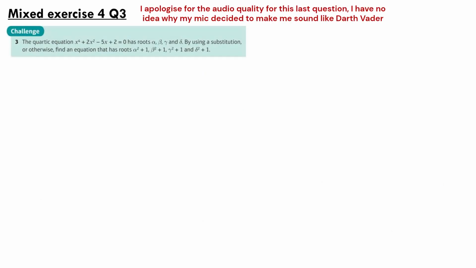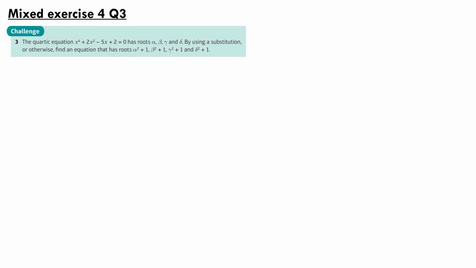Okay, and for our final question from mixed exercise 4, question 3, the quartic equation here has roots alpha, beta, gamma, and delta. By using a substitution or otherwise, find an equation that has roots alpha squared plus 1, beta squared plus 1, gamma squared plus 1, and delta squared plus 1. So let's follow what the question says and use the substitution w equals x squared plus 1.